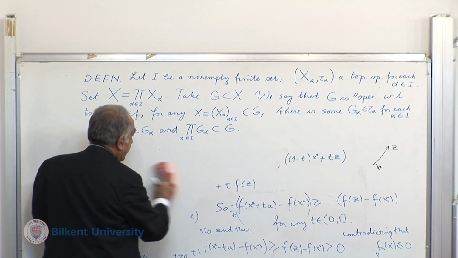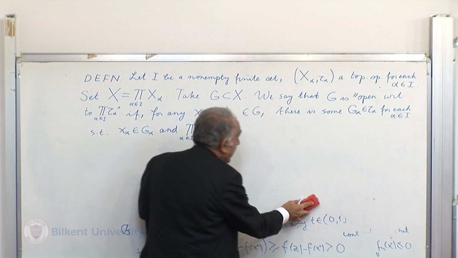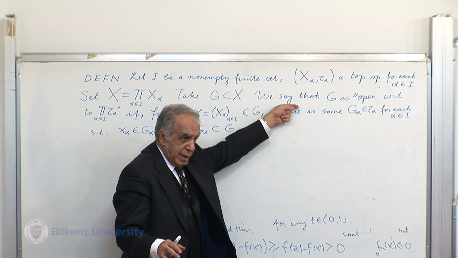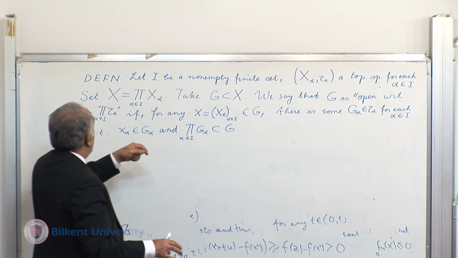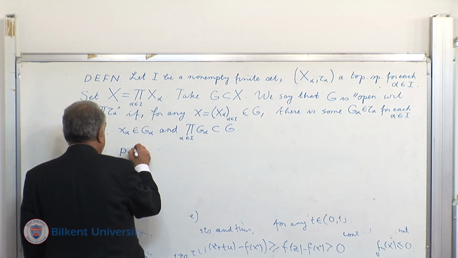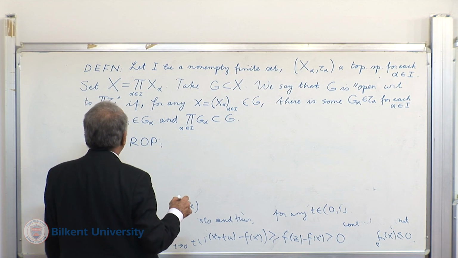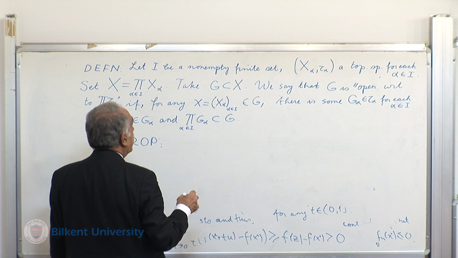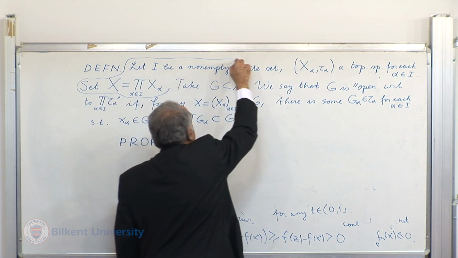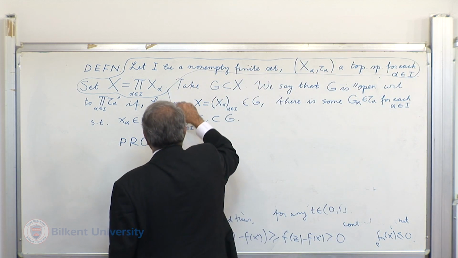Now, the proposition is easy and straightforward to show: that the collection of open sets as defined in here forms a topology on X. Proposition. Now we have this part. Here.